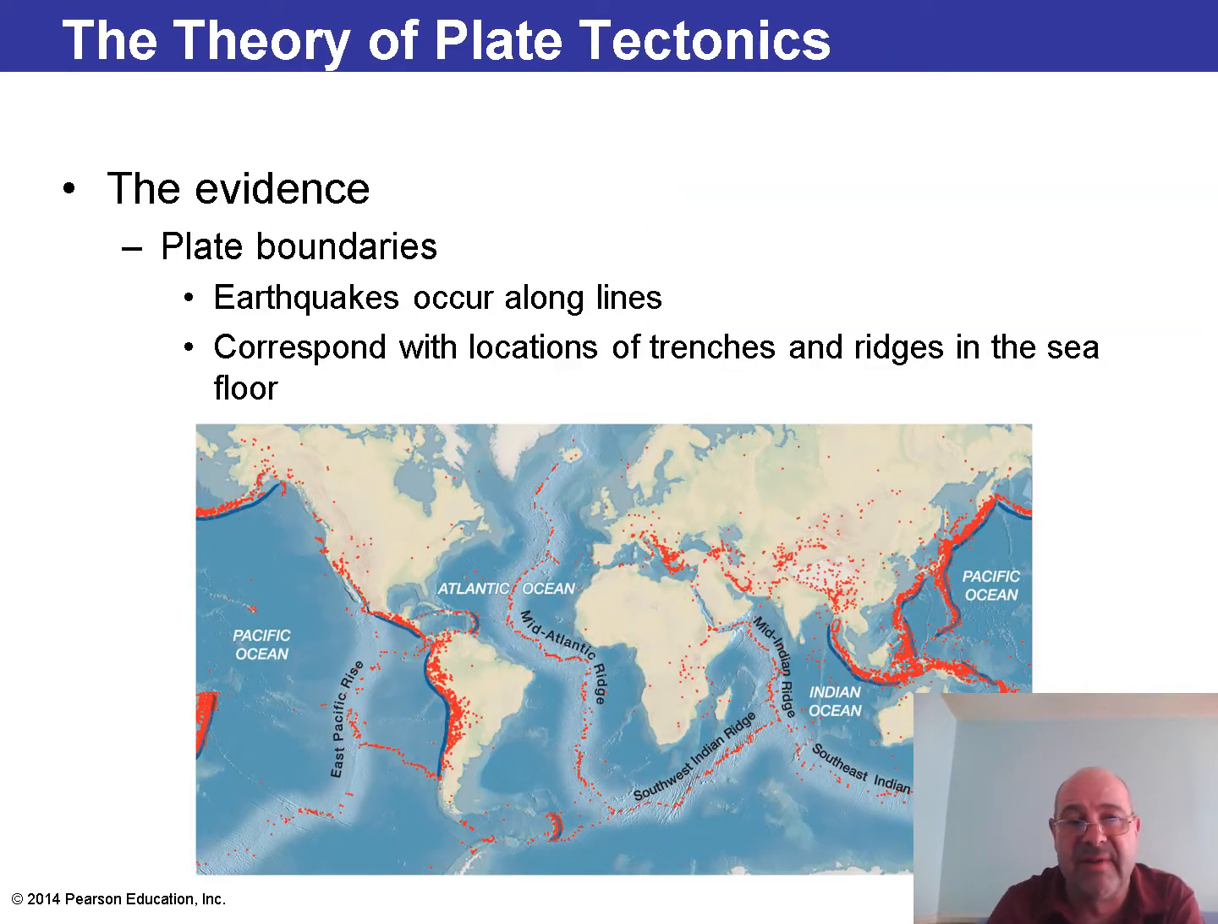So what's some of the evidence here? Plate boundaries. Earthquakes occur along these lines, and these lines correspond with locations of trenches and ridges in the seafloor. So again, we get the seismic action under the water. Okay, we can't see it. That's why we question it, because we couldn't see it. But again, seismology, magnetometers, everything else, we started going, oh, wait a minute. The mid-Atlantic ridge is spreading apart, and we have subduction along the Pacific plate boundary.